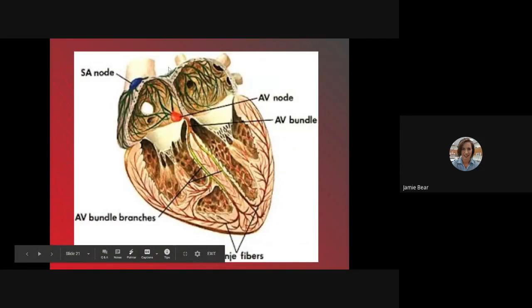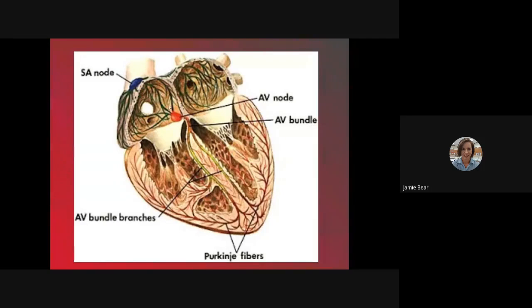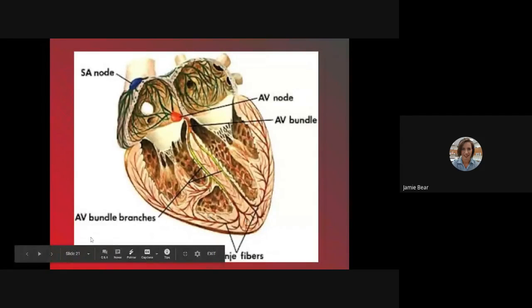So here's just a picture of the SA node. It sits at the top of the atria. Then we go down here to our AV node. It sits at the bottom of the atria. Then we have our AV bundles and our bundle branches, and it goes out to our Purkinje fibers.